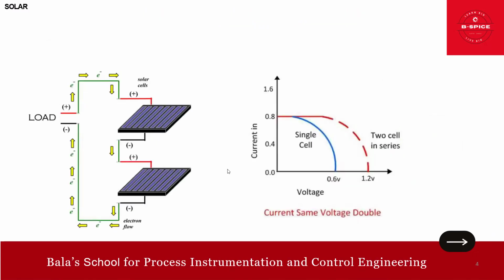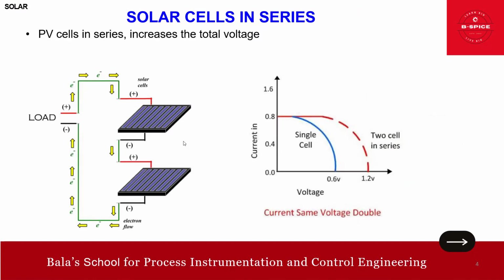Now we'll talk about something here. When we connect the solar cells in series, like this, PV cells in series means it increases the total voltage. So this is your graph, current versus voltage. You see here, friends, the current is the same, but the total voltage increases. When you connect two PV cells in series, the current remains the same, but the voltage doubles, 0.6 to 1.2 volts. That's about the series connection.